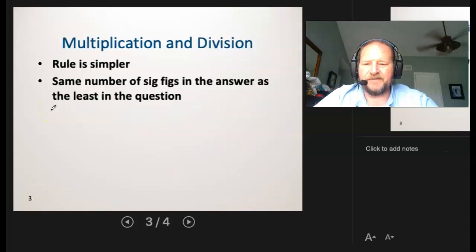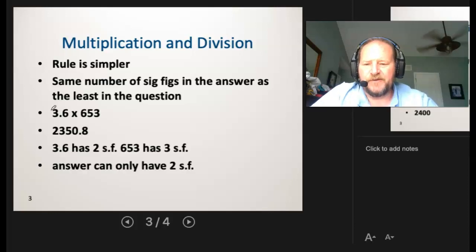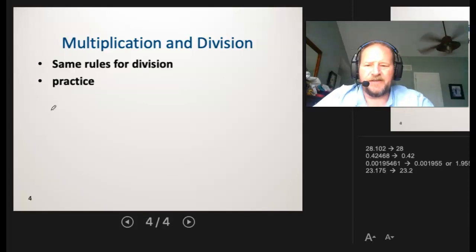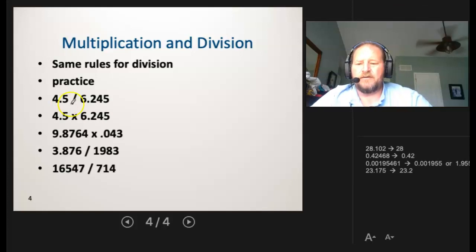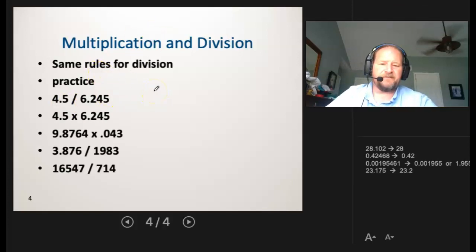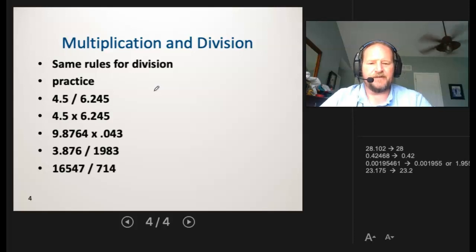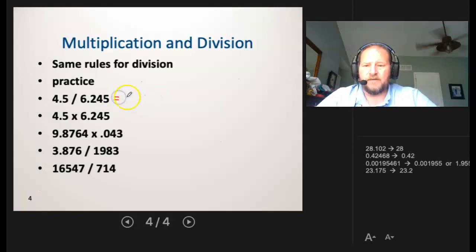All right, so for multiplication and division, this one should go a little smoother. Let me give you these answers pretty quickly here. I grab my calculator, because remember for this one, we don't have to line up decimal points, all right? We're going to take 4.5. We're going to divide that by 6.245. Now for this one, we only get 2 sig figs, so our final answer is going to be 0.72.